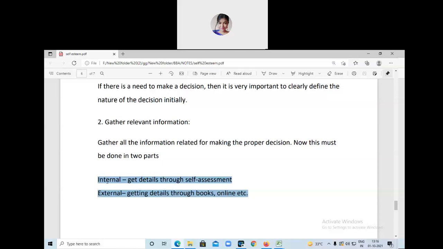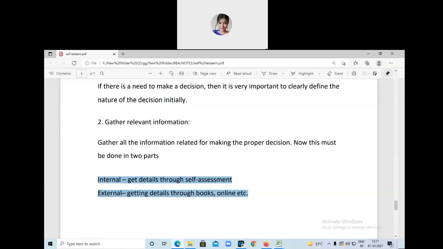So one is internal, where you can get the details through self assessment. Then external is related to getting details through some other sources, such as books or online, or you can seek some information from somebody. You can take the help of any other person. Internal is related to when you ask certain things to yourself, when you think of what you should do and what will make it actually possible. That's what internal is.